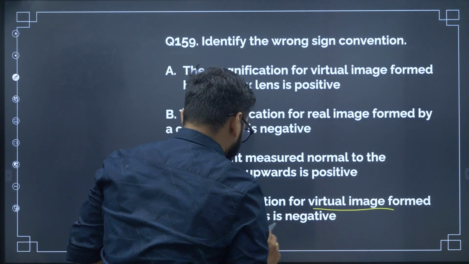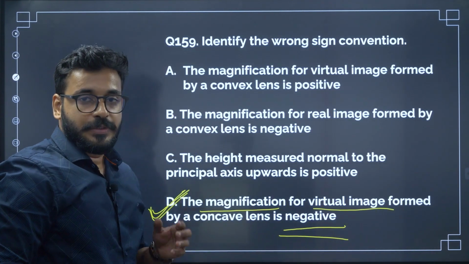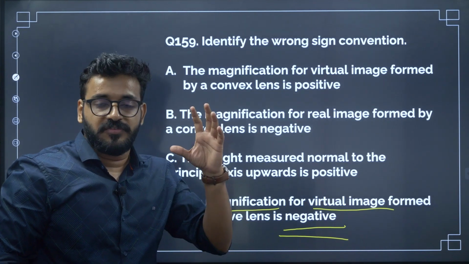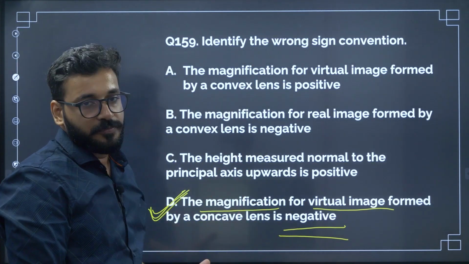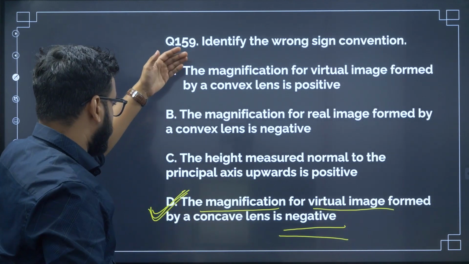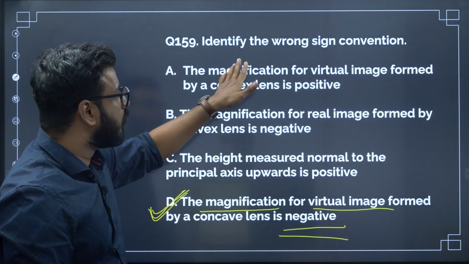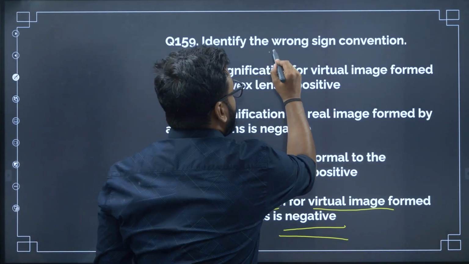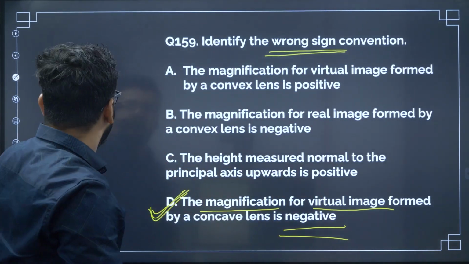Virtual image having a negative magnification. Virtual images are usually erect in nature. They will have a positive magnification. They will not have a negative. So the wrong sign convention is option D. Very simple. You can go through the others also. You will find that they are all correct. They don't suit this answer. They are asking for the wrong sign convention, not the right sign convention. These are all right. This is the wrong one.